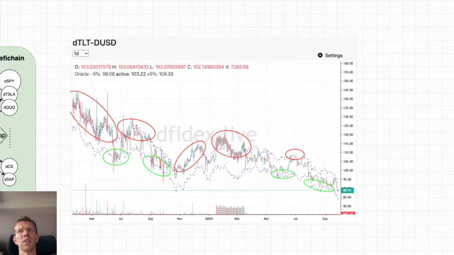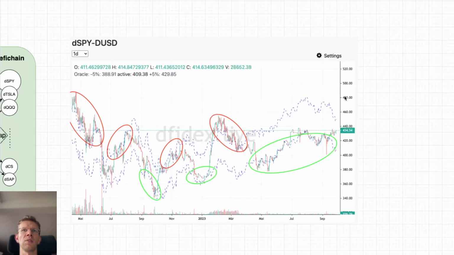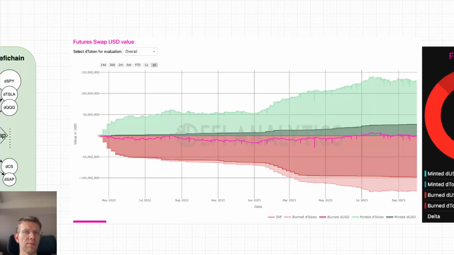And what we also see, even if you look at any chart, is that it does what it should, because it keeps the price in this plus minus 5% range around the oracle. Sometimes, if you have a lot of market fluctuation, there are short spikes outside, but overall it keeps it within this range. So yes, FutureSwap does what it should and it burns tokens.